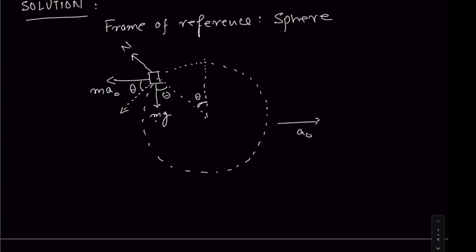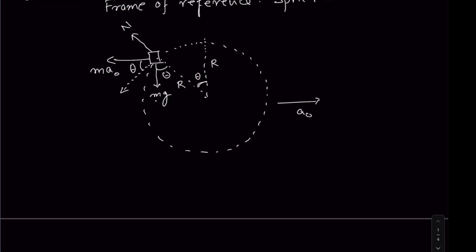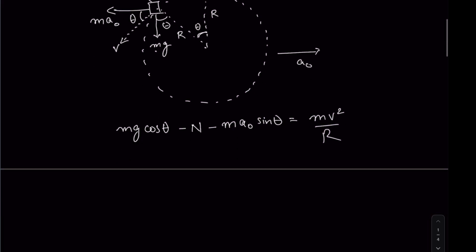Now we know that in this frame of reference, the particle is undergoing a circular motion whose radius is r. So what are the forces acting? Towards the center, there is a component of the weight, which is mg cos theta. And then away from the center, there is N and m a naught sine theta. So we can say that mg cos theta minus N minus m a naught sine theta is mv square upon r, where v is the tangential speed of the particle.